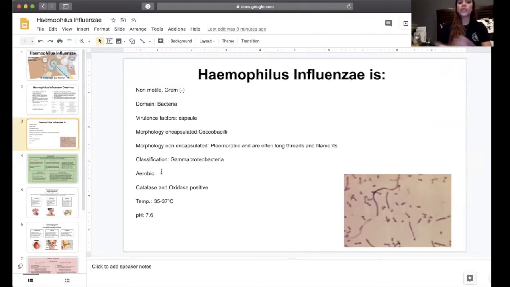It is aerobic. The temperature that they love is 35 to 37 Celsius, and their pH is 7.6.